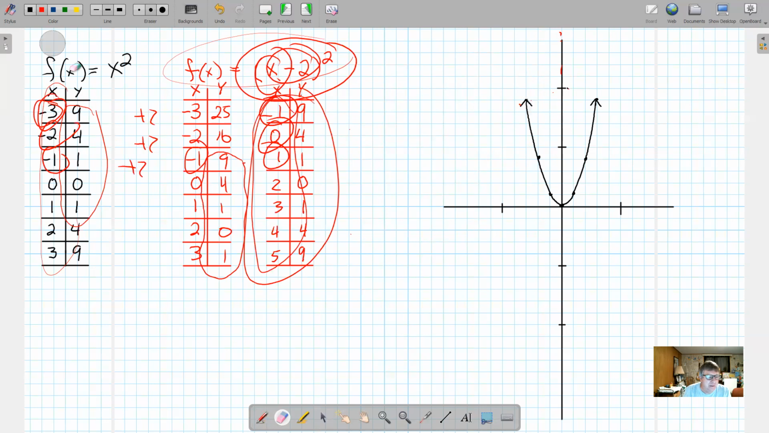All right, now, what's that going to look like? When x is -1, y is 9. When x is 0, y is 4. When x is 1, y is 1. When x is 2, y is 0. When x is 3, y is 1. When x is 4, y is 4. And when x is 5, y is 9. Okay, let's see what that thing looks like.